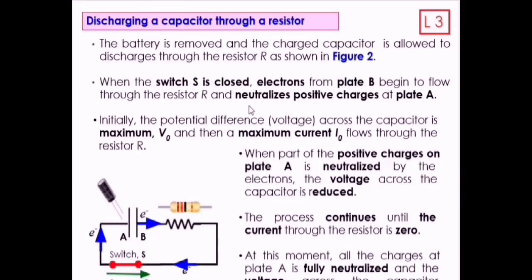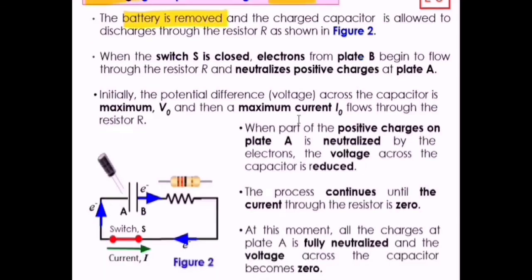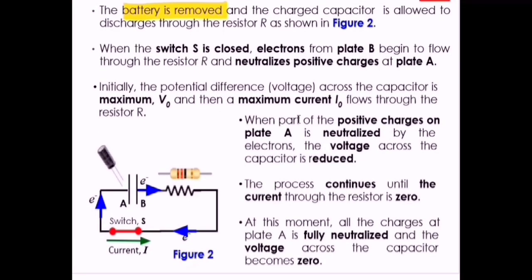Okay, for discharging the capacitor, so now we will talk about discharging the capacitor through a resistor. First things first, for discharging the capacitor, the battery is removed. We assume the capacitor is already charged since we want to discharge it. The charged capacitor is allowed to discharge through the resistor. So there is no battery, we only have a capacitor and a resistor.